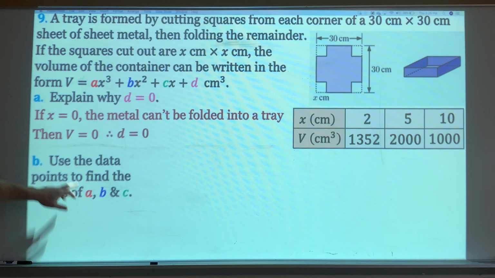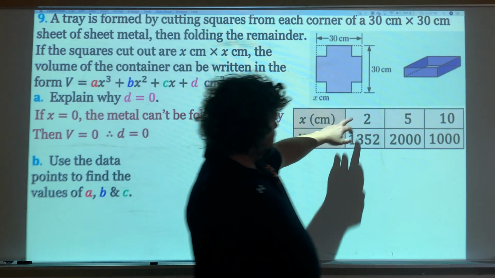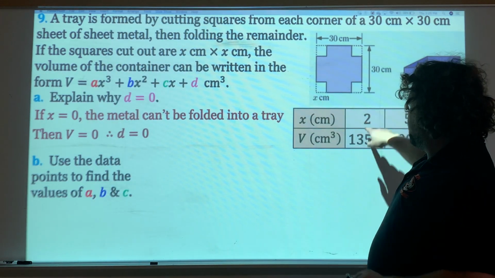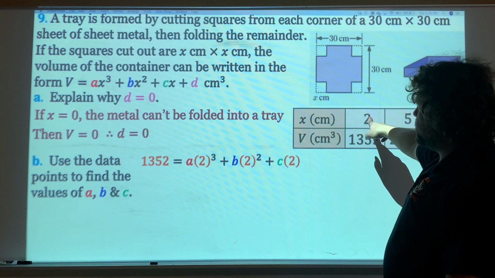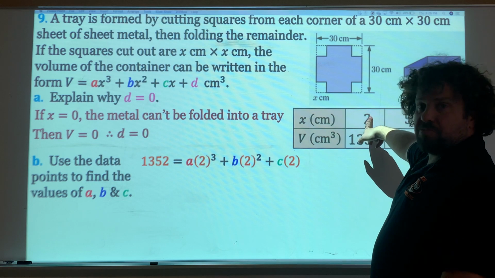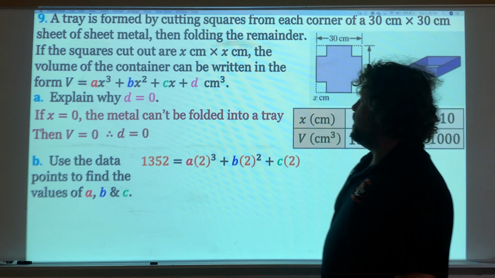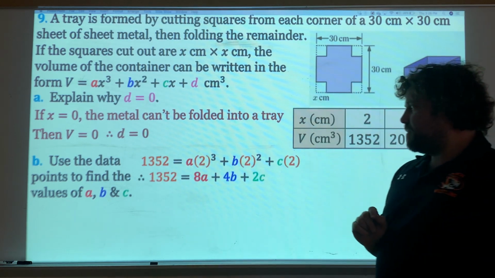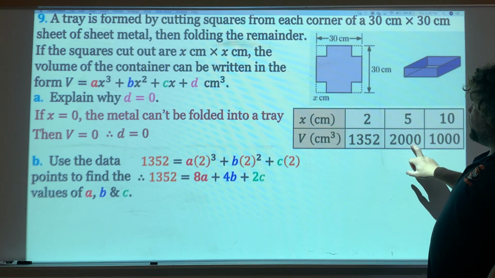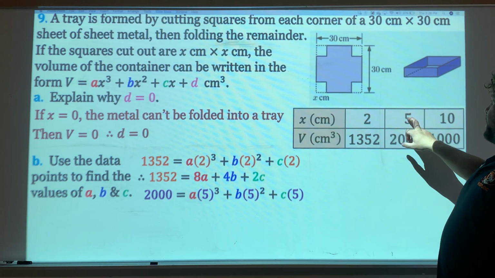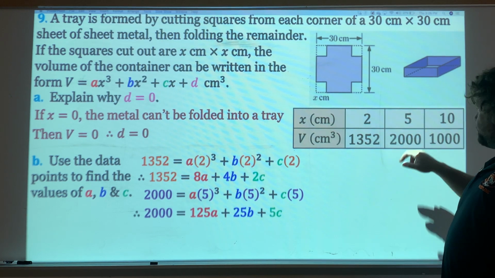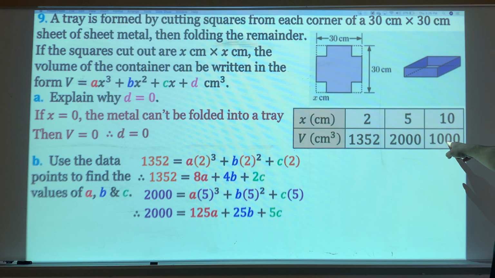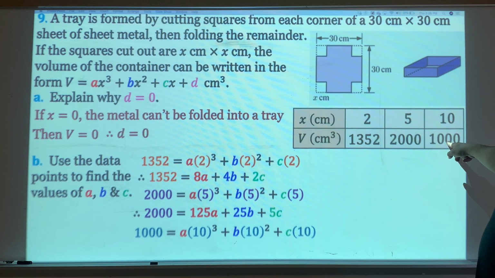Use the data to find points A, B, and C. So we've got our x and our y. We're going to plug this in. 1,352 equals A2 cubed plus B2 squared plus C2. We don't have a D, so you don't have to plug it in. 8A, 4B, 2C. 2,000 equals A5 cubed plus B5 squared plus C5. 125, 25, and 5. 1,000 equals A10 cubed plus B10 squared plus C10.